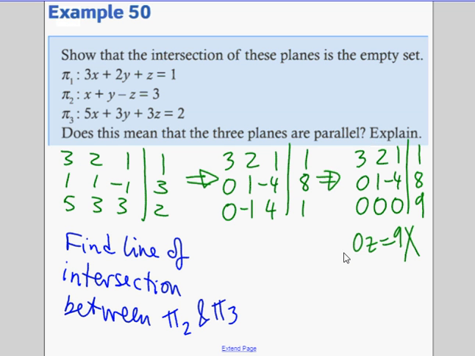Does this mean the three planes are parallel? Well, no. If they were parallel, the normal vectors would be parallel. And look at them, they're not. Normal vector here is 3, 2, 1. That can never be parallel to 1, 1, minus 1, etc. And that cannot be parallel to this. So the intersection of the planes is the empty set, but the three planes are not parallel.